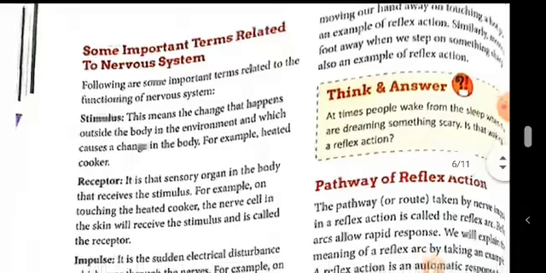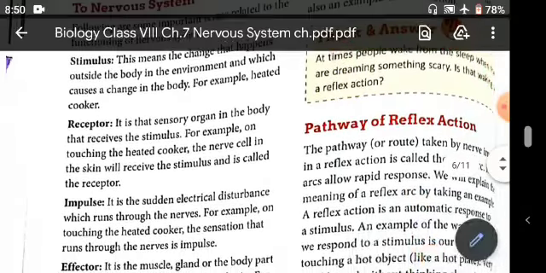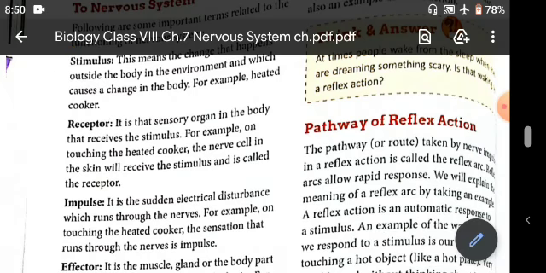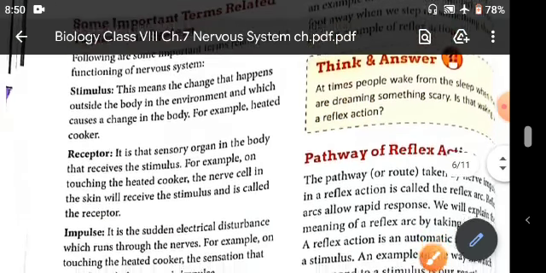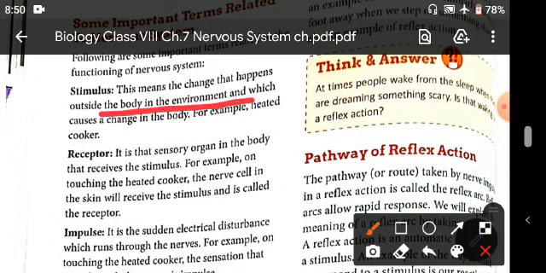See here, first is stimulus. So what is a stimulus? It means the change that happens outside the body in the environment and which causes a change in the body; that is called the stimulus. For example, a heated cooker. When you touch the heated cooker, it burns, you feel hot and you quickly pick up your hand. So that hot cooker acts as the stimulus.